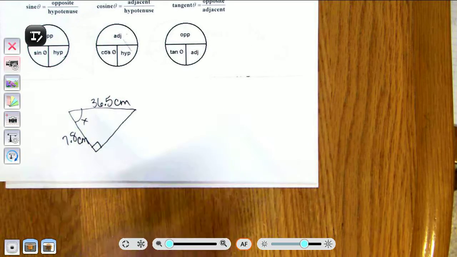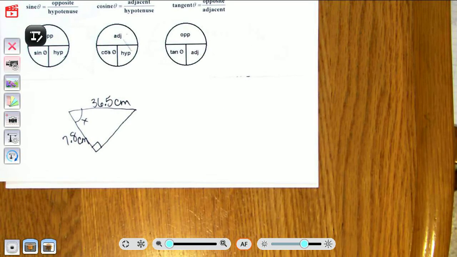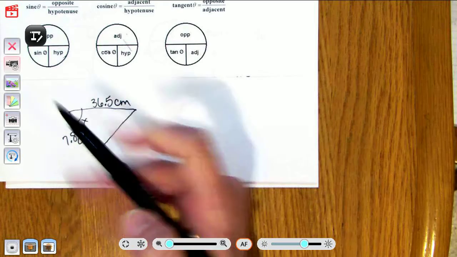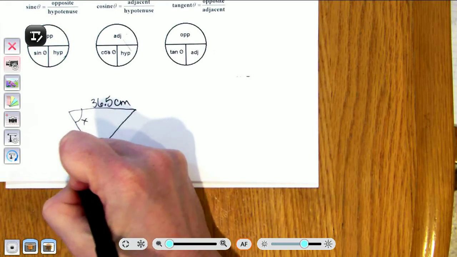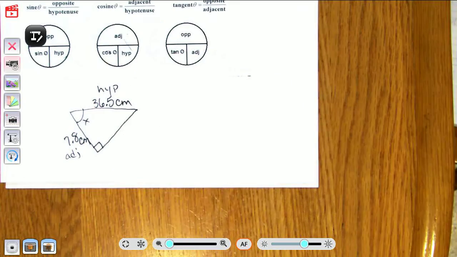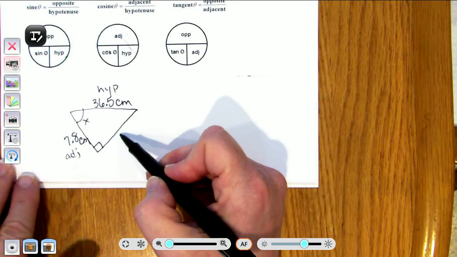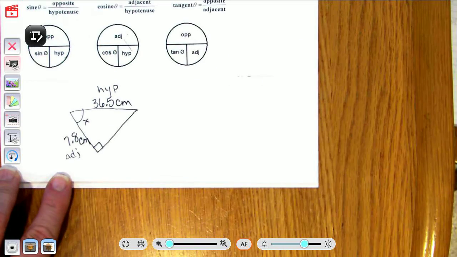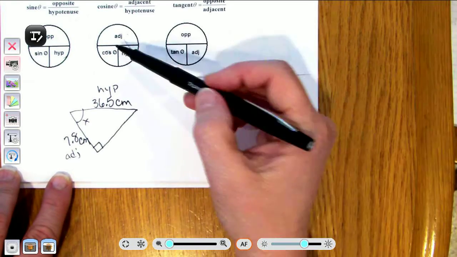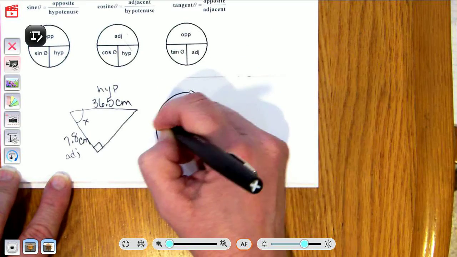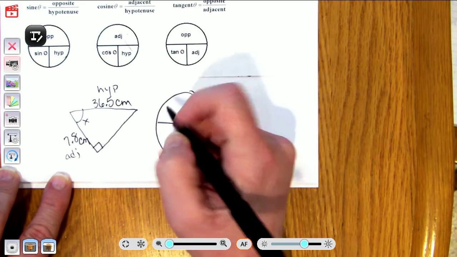Now we're going to again try to label those in reference to the angle that we're looking for. So in reference to my x, this happens to be my adjacent. This is the hypotenuse of that triangle. This would have been the opposite because it's across from. And so I'm looking for the circle with the adjacent and that hypotenuse. Happens to be my cosine. So I'm going to go into my cosine.